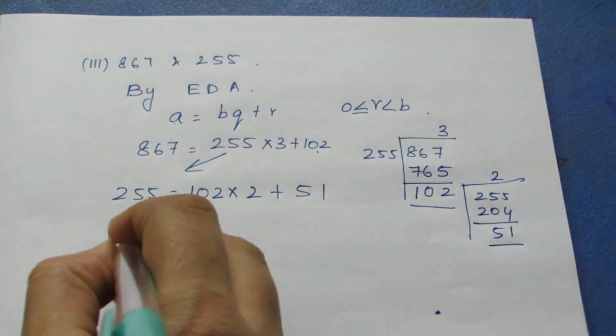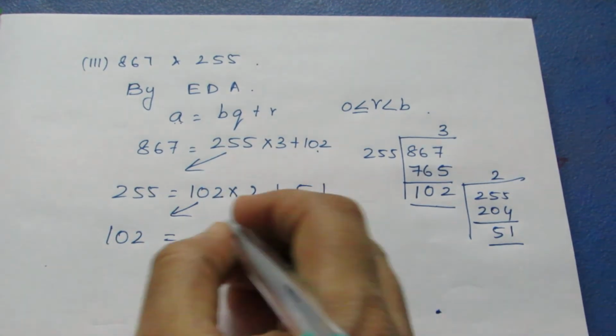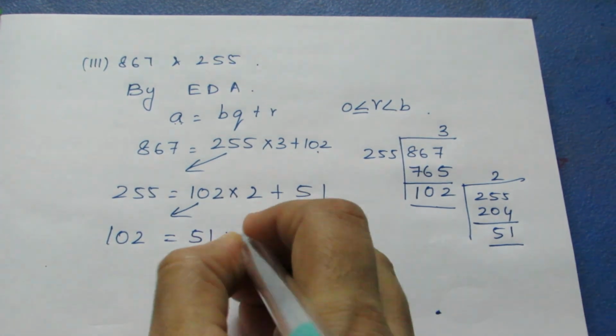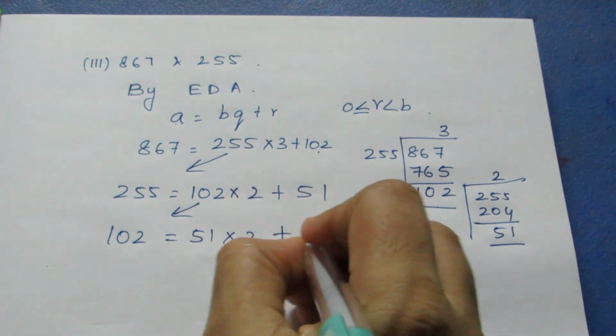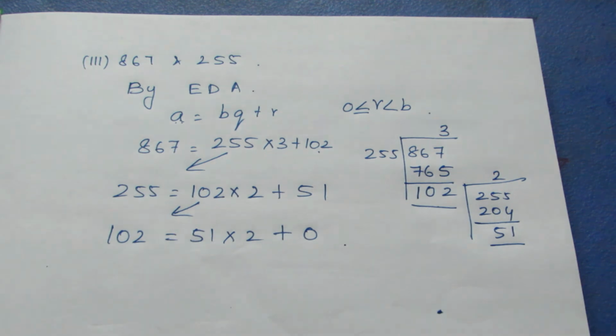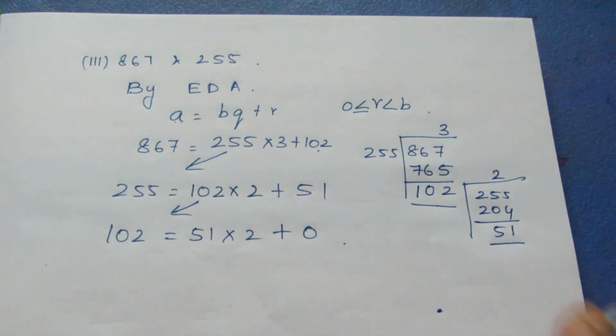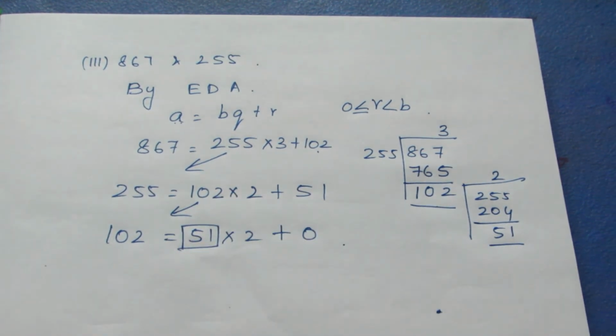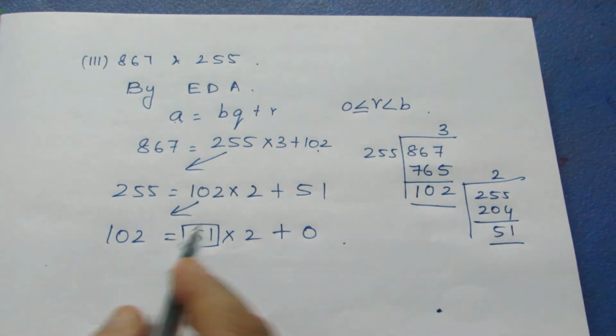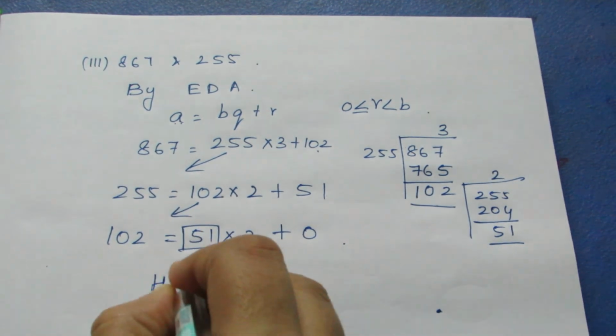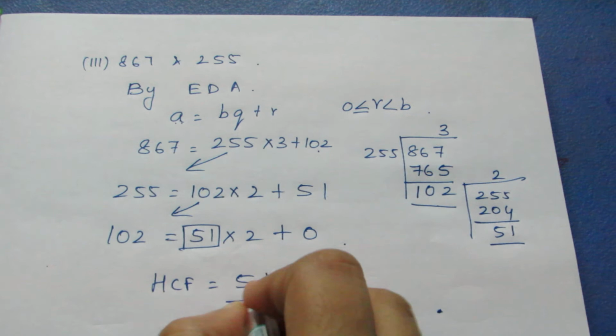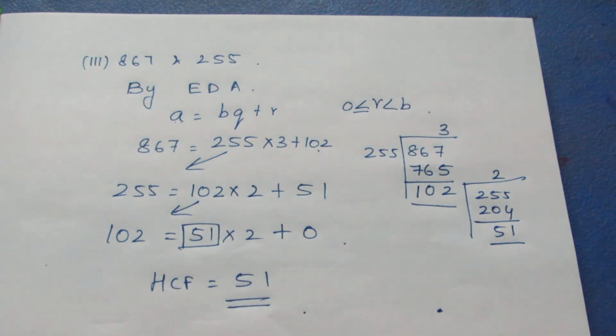Bring this number here. So 102 is equal to, and 51 over here. 51 times 2 is 102. So the remainder will be 0. So plus 0, as it is 0, stop. Your HCF will be the number which is after equal to. So the HCF here is 51. So the last sum HCF is 51. That's all with the sum. Thank you.